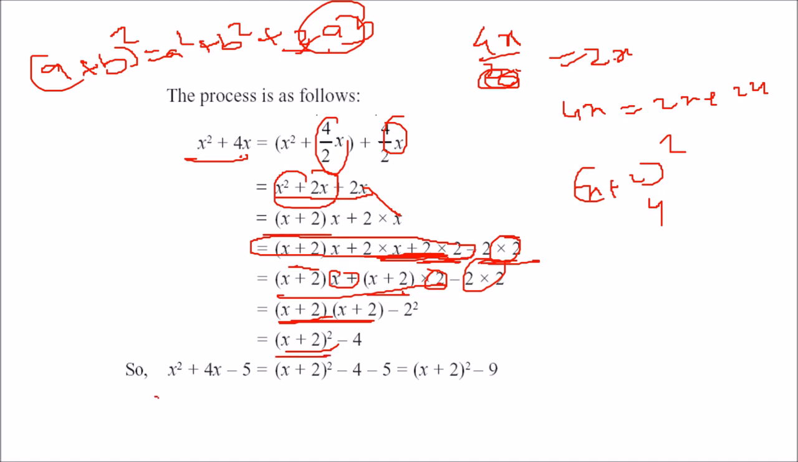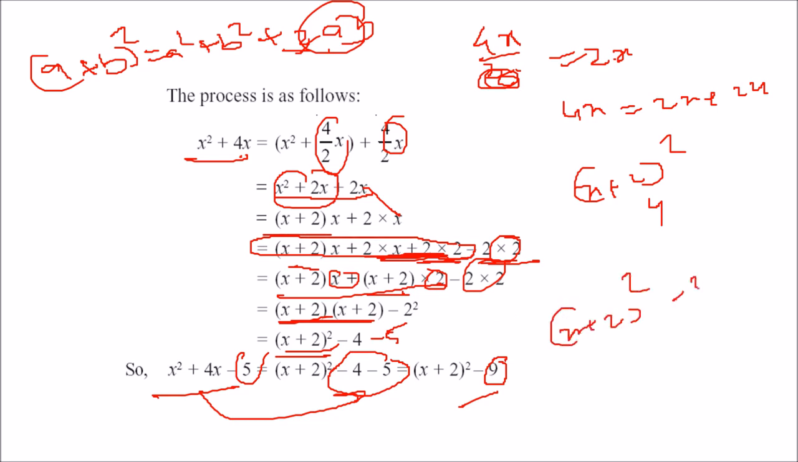Now 5 was remaining, so you have to subtract 5. Minus 4 minus 5 is minus 9. So x plus 2 whole square minus 9, and this is nothing but x plus 2 whole square minus 3 square.